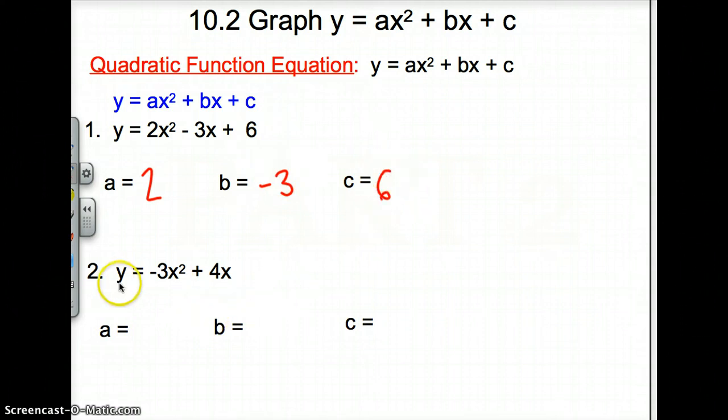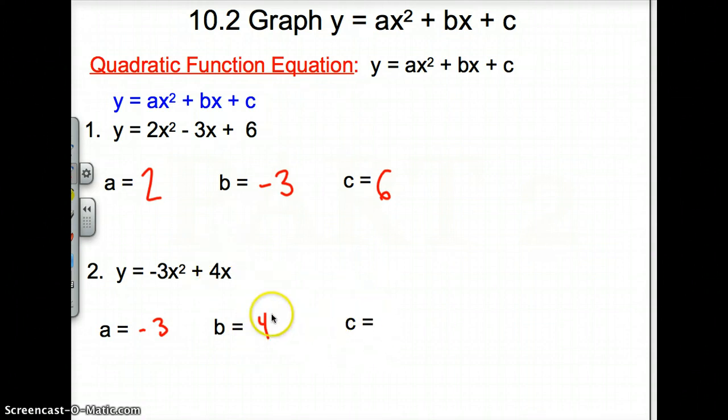We're going to do the same thing for number 2. Here again, what is attached to the x squared? What is attached to the x squared is the negative 3, or the a. So our a is negative 3. Our b is attached to our x. Here, what is attached to our x? 4. So here, b is 4.